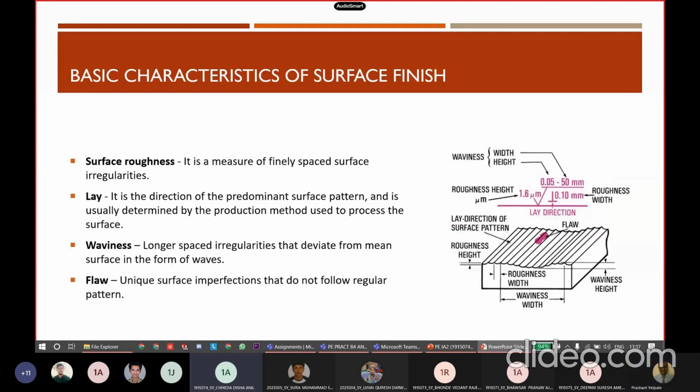Some basic characteristics of surface finish. Surface roughness. It is a measure of the finely spaced surface irregularities. Lay is the direction of the predominant surface pattern and is usually determined by the production method used to process the surface. Waviness, it is the longer spaced irregularities that deviate from the mean surface in the form of waves. These are caused by machine vibration and material warping, among other factors. Flaw, these are the unique surface imperfections such as holes, scratches, cracks, ridges that do not follow a regular pattern.